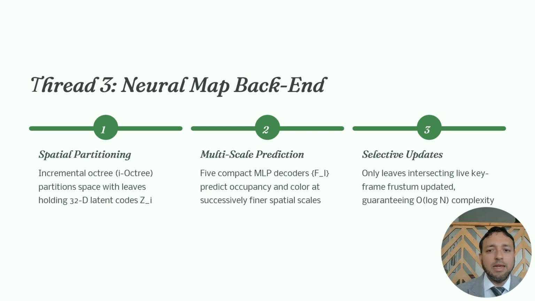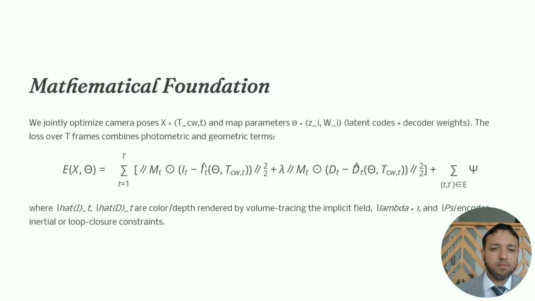We update only leaves intersecting the live keyframe frustum, achieving O(log n) behavior. We jointly optimize camera poses X and map parameters θ. The loss blends photometric and geometric terms from neural rendering with accommodating inertial loop constraints, and lambda is equal to alpha is equal to 1, and keeps copies of the map consistent.